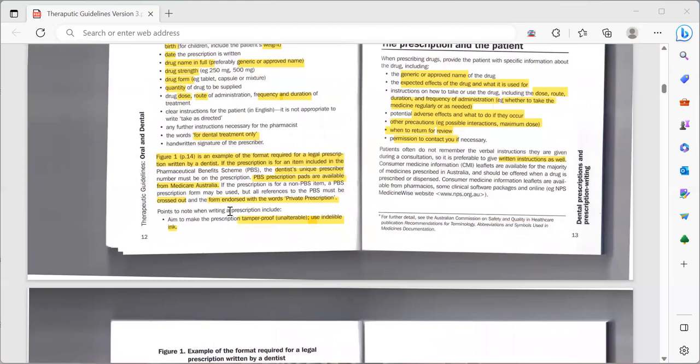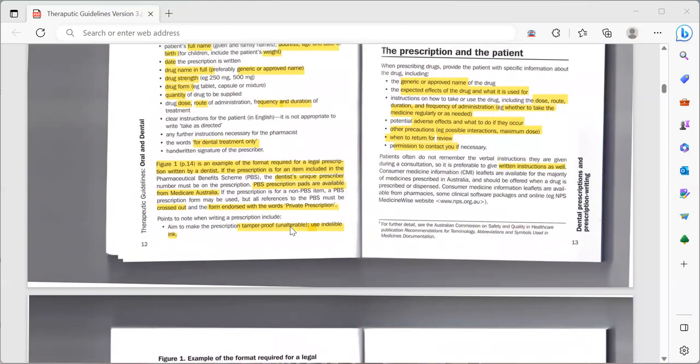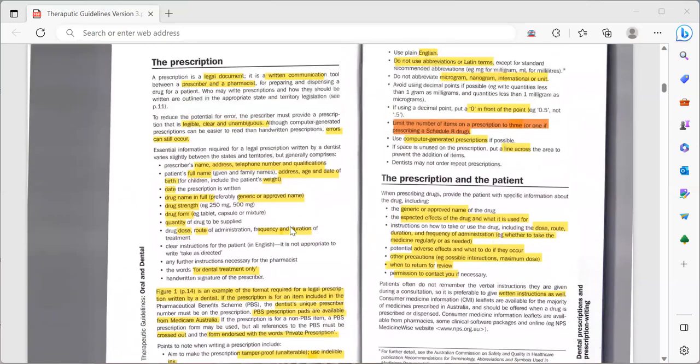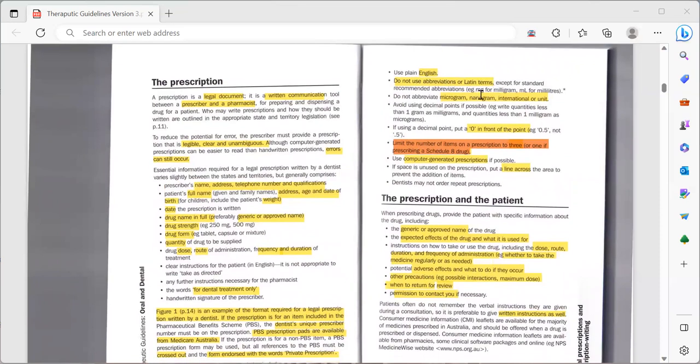Points to note when writing a prescription include: aim to make the prescription tamper proof. Do not cut anything, and try to make it as easy for the pharmacist to read as you can, and use plain English. Do not use abbreviations or Latin terms. You can use the standard ones, like mg for milligram and ml for millilitre, but do not use abbreviations for microgram, nanogram, or international units.